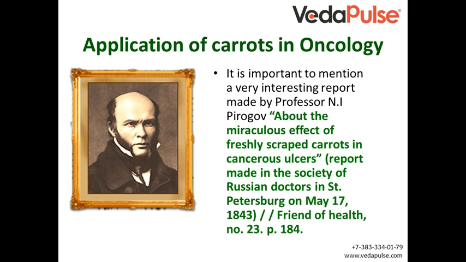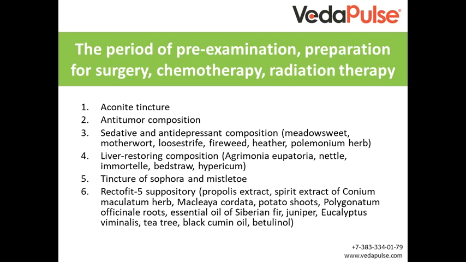During the period of pre-examination, preparation for surgery, chemotherapy, radiation therapy, we prescribe the following remedies. Among them is aconite tincture. It is quite complex, so just do not pay attention to it here, because it also includes anti-tumor composition, sedative and antidepressant compositions, liver-restoring compositions, tincture of Sophora and mistletoe, also suppositories Rectifit 5 containing the extracts of various plants. Rectifit 5 suppository was developed by my father together with Sergei Kalinichenko from Maikop city of Russia. It has the greatest effects in terms of improving the efficiency of chemotherapy.